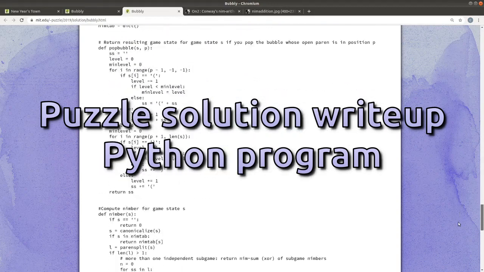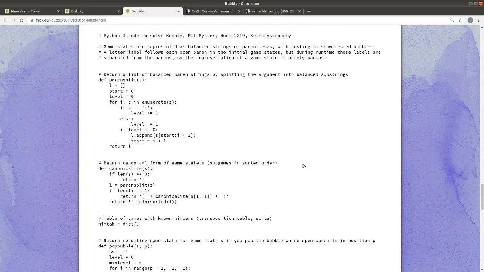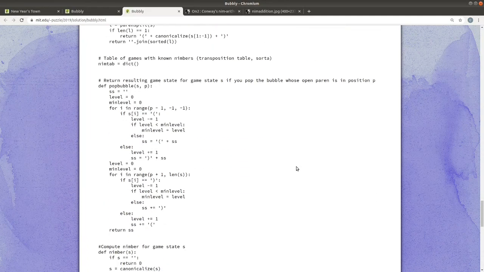Now is, I think, a good time to look at the solution. So the solution of the puzzle came with this program that solves it, and it uses a lot of the concepts we've been talking about.